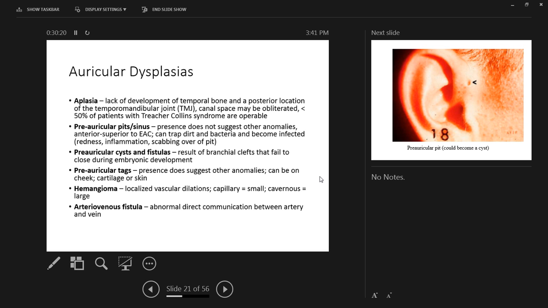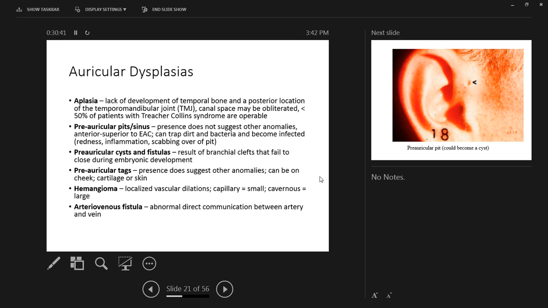In fact, half of patients with something called Treacher-Collins syndrome, they have just no ear canal, and in fact, because of what's going on with their TMJ and their ear canal itself, they're not really candidates for having an operation to open their ear canal.